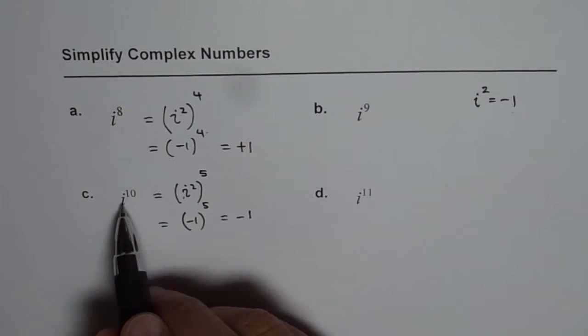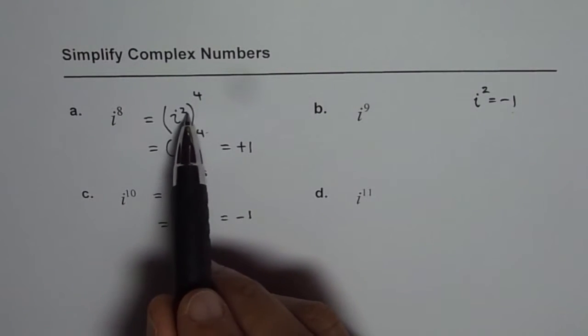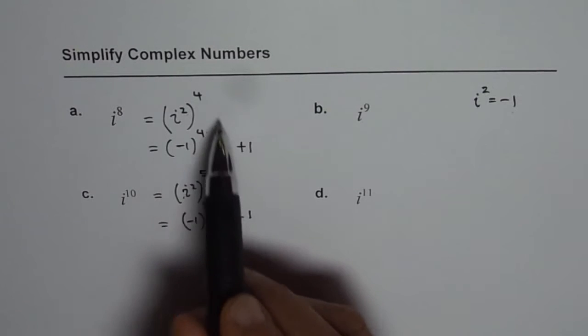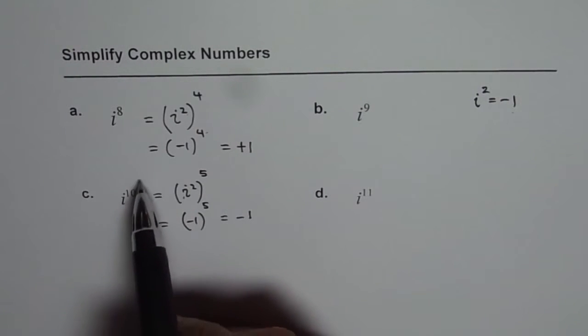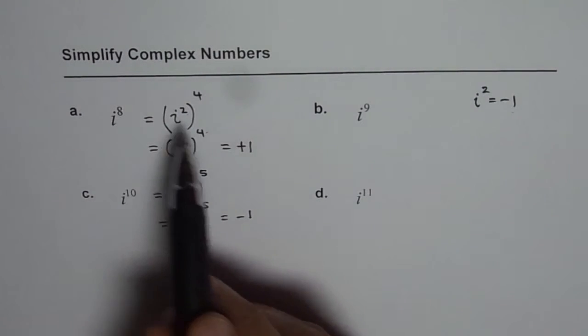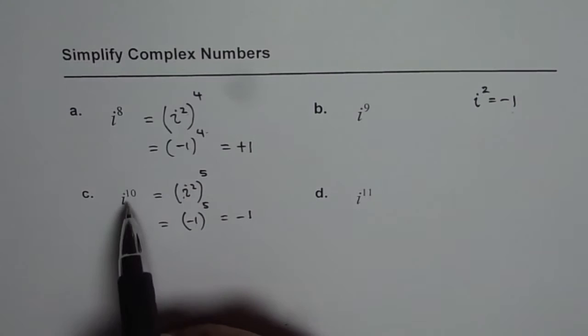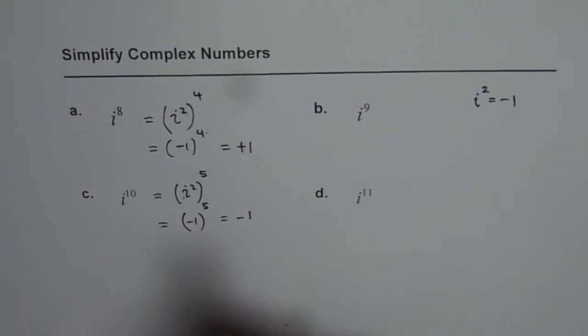If it was i to the power of 12, then 12 is 2 times 6. That will be plus 1. 14 is 2 times 7. That will be minus 1. 16 is 2 times 8, plus 1. 18 is 2 times 9, minus 1. That is how the series goes. I hope you get it.